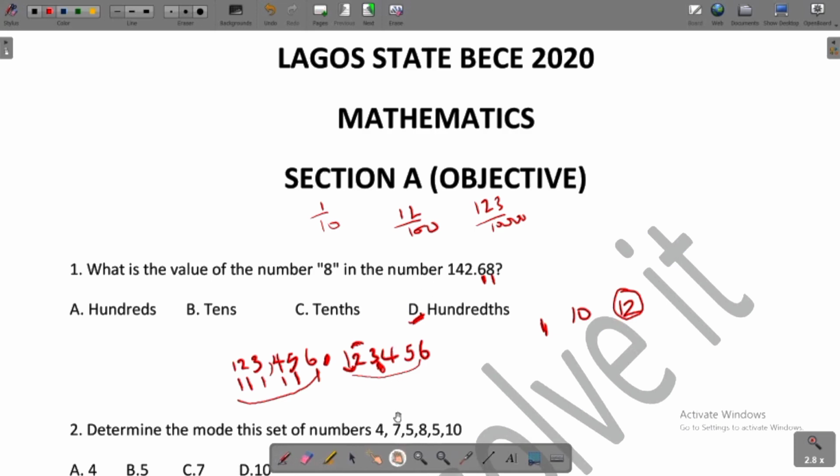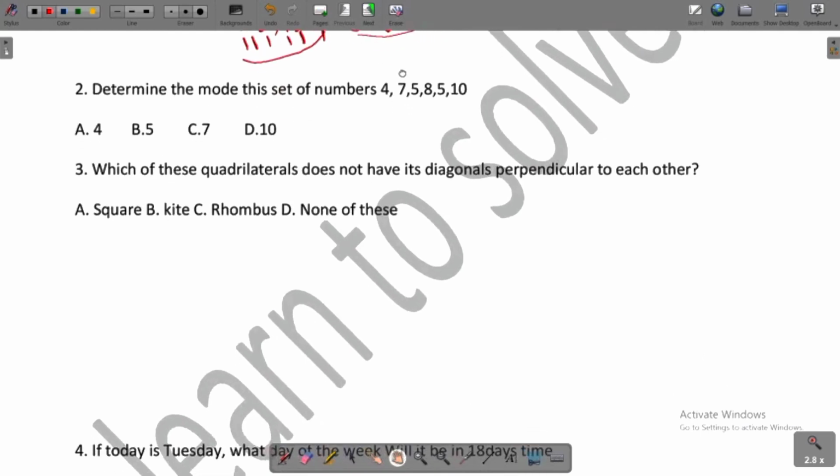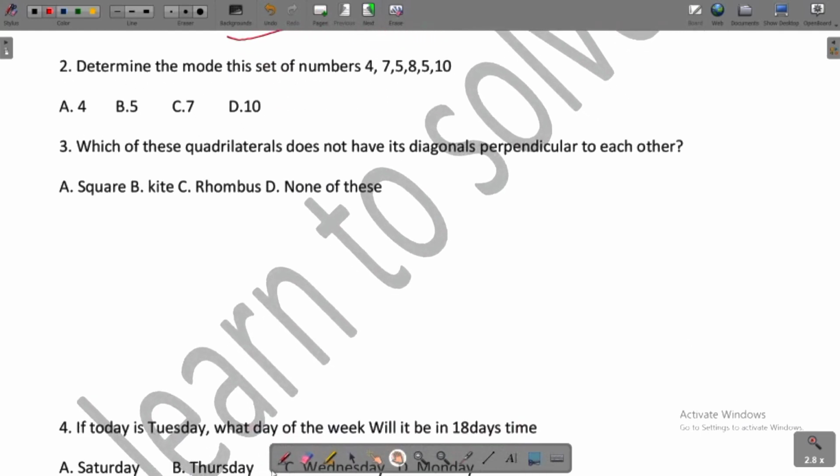The second question says, determine the mode of this set of numbers. You have 4, 7, 5, 8, 5, and 10. So mode is direct and simple. Mode is the highest occurring number, the highest occurring item.